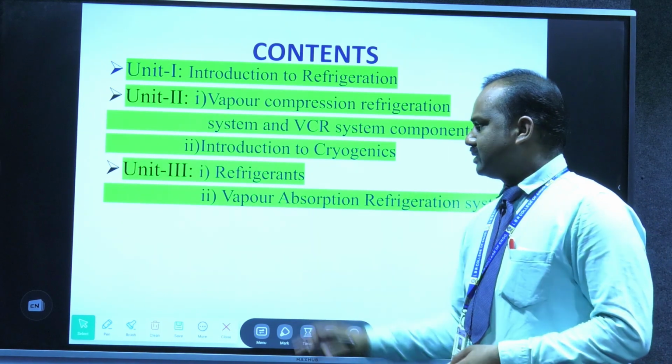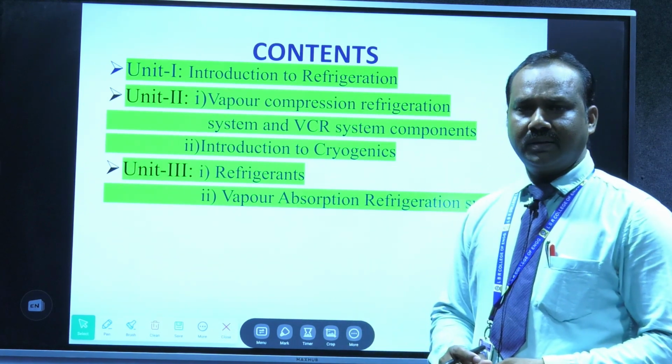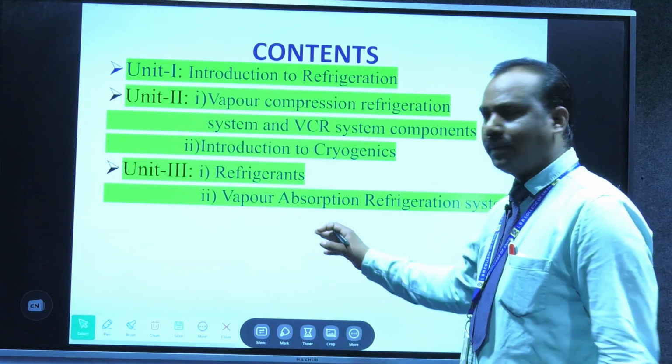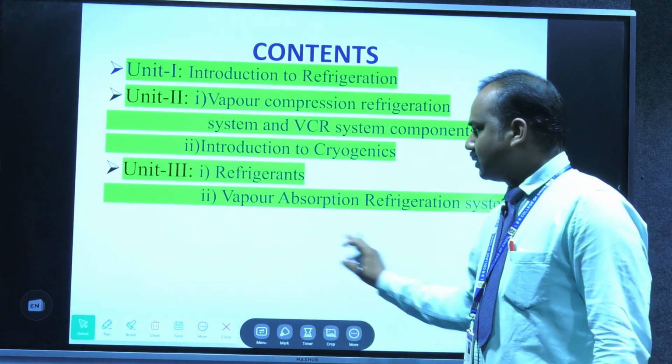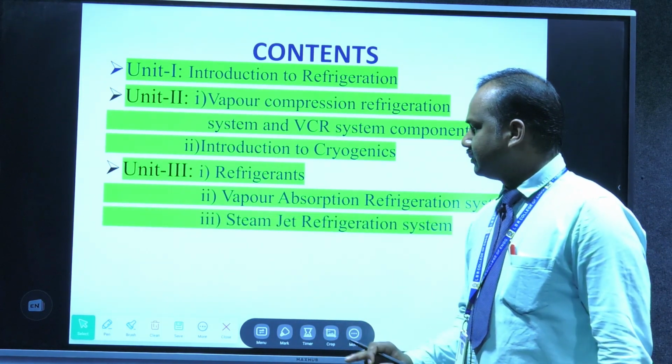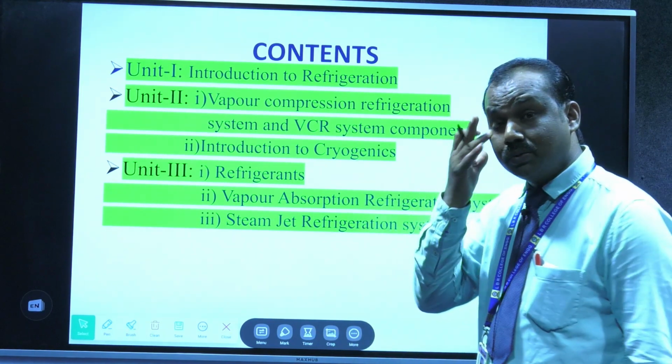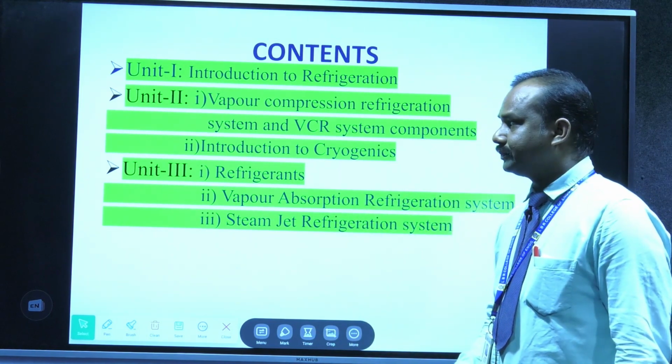Then in unit 3 itself, we have another refrigeration method to maintain lower temperature called the vapor absorption refrigeration method. How it works, we will demonstrate. And another method used is the steam jet refrigeration system.